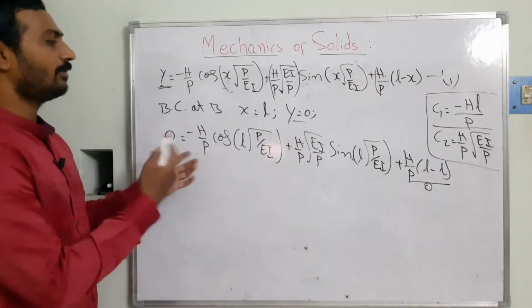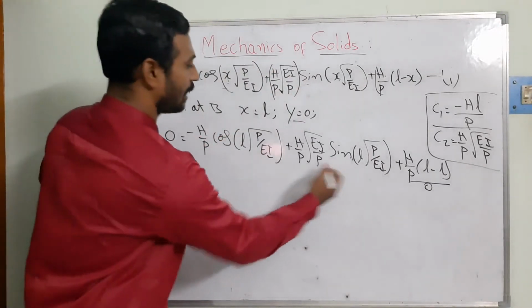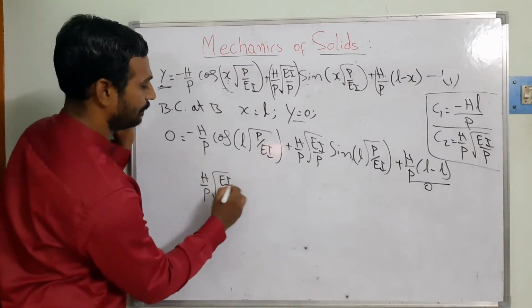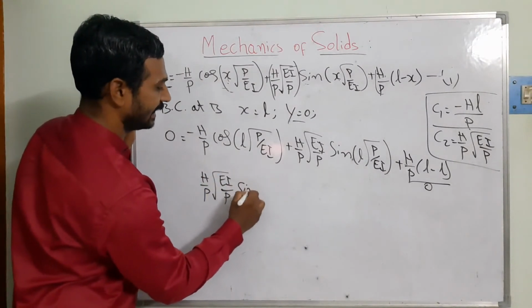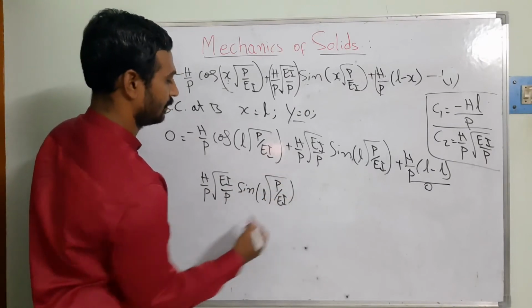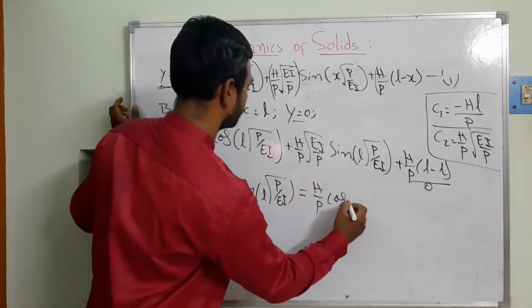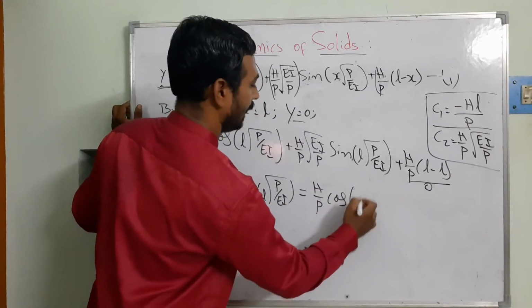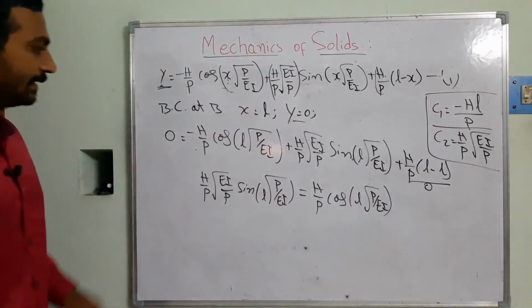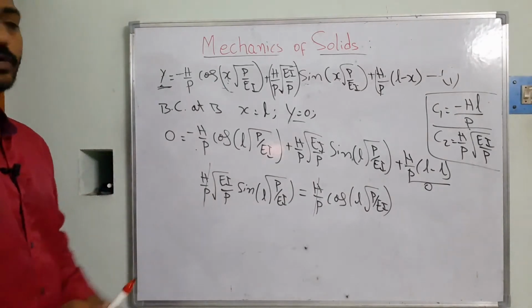Now I'm going to be reshuffling this equation to the left side as well as the right side. First I'm going to keep H by P square root of EI by P sin(L square root of P by EI) on one side. That is equal to H by P cos(L square root of P by EI). So there we can see here, H by P is the same magnitude, so it is going to be cancelled out.